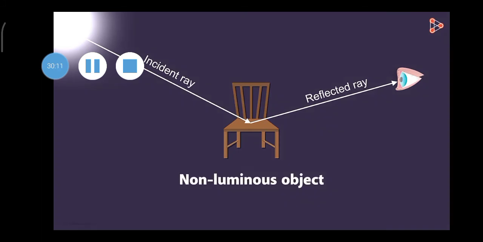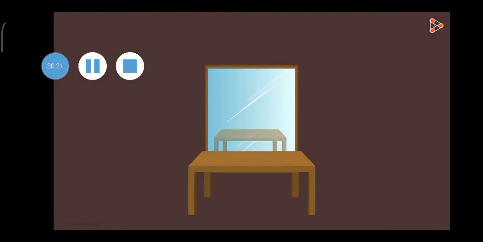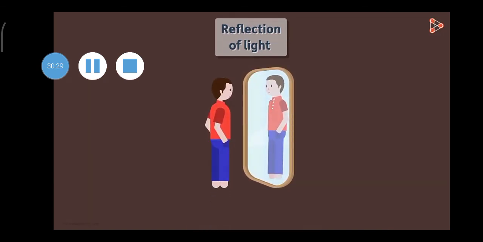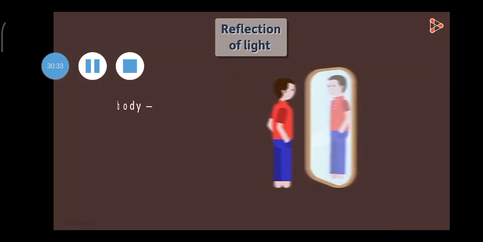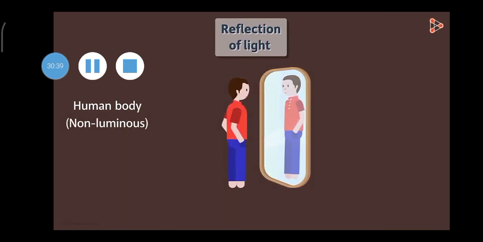When the object is kept in front of the mirror, its image is formed in it. But will we be able to see the image in the dark? No, we won't. So the formation of the image is also due to reflection of light. Let this object be our human body, so at the same time, we are looking at the image. First tell me, is our body a luminous or a non-luminous object? Well, it's non-luminous. Human body cannot emit its own light.